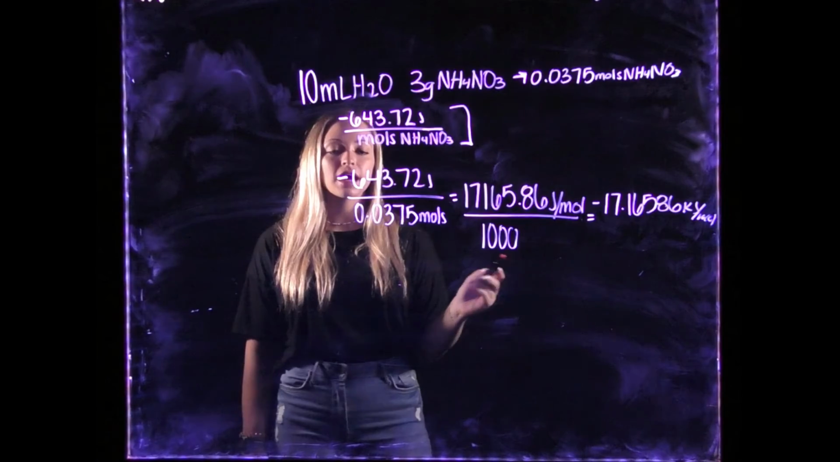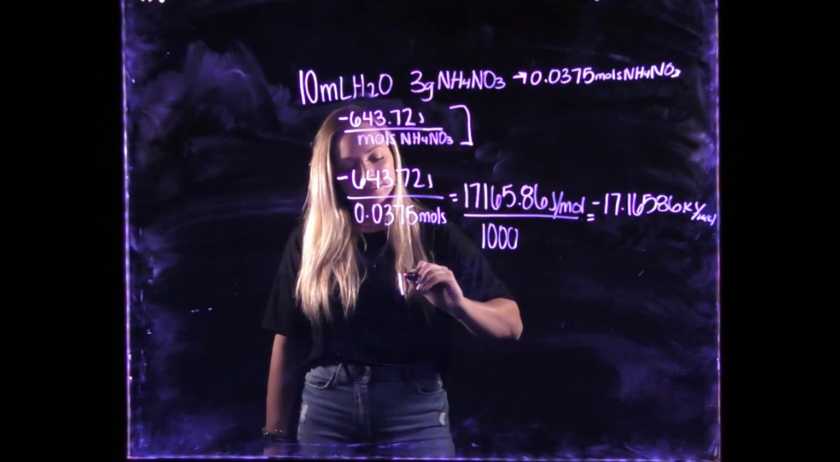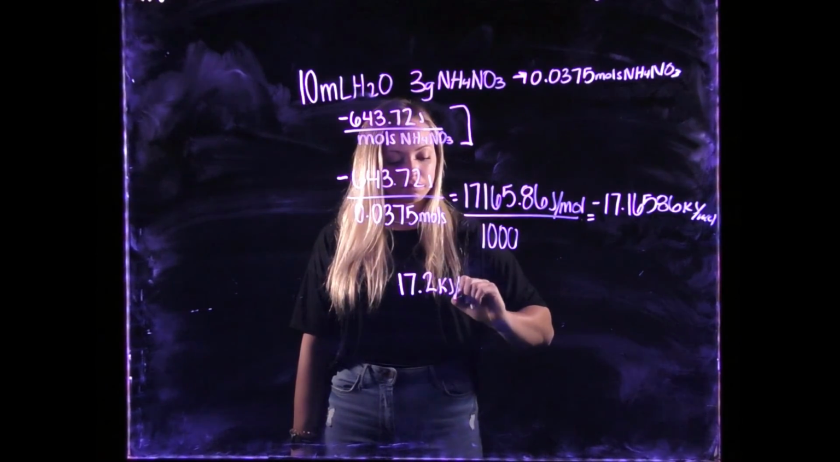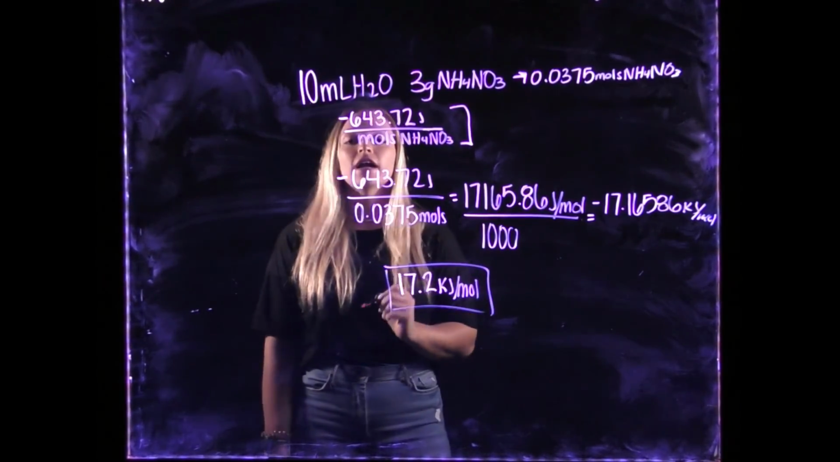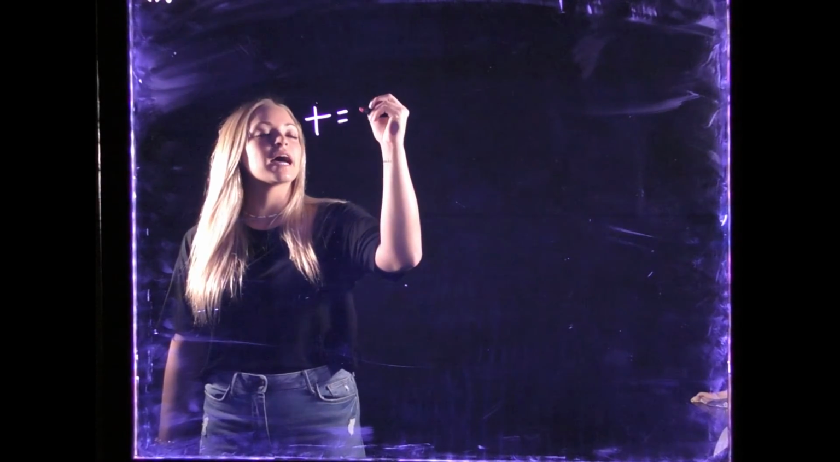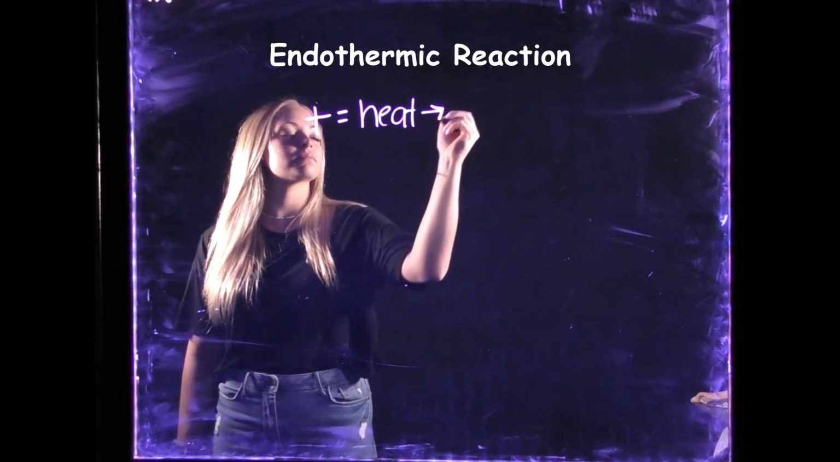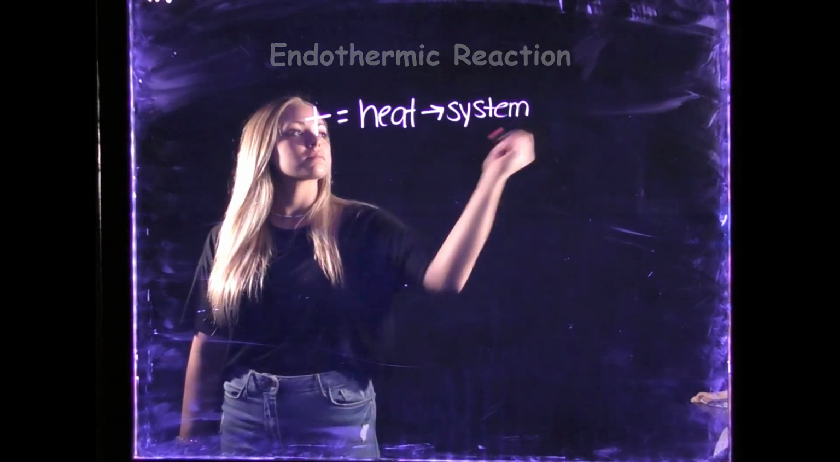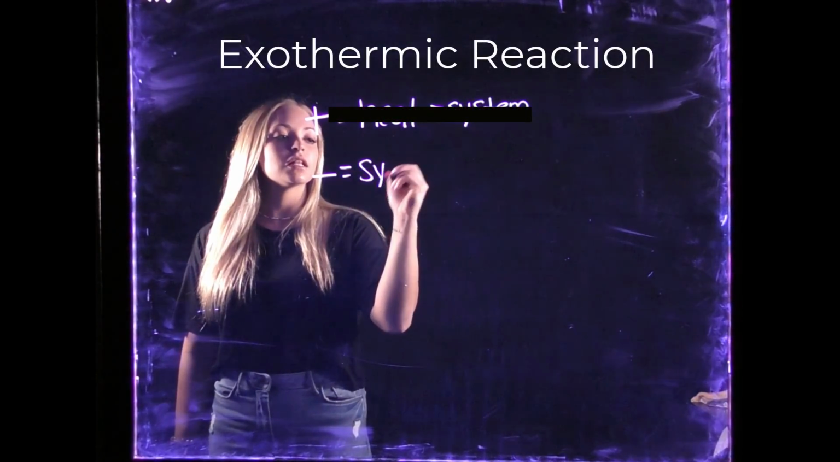So our last step is to flip the sign. So we are left with positive 17.2 kilojoules per mole. That is our final answer. When we have a positive answer, that means that heat is transferred to the system. When we have a negative answer, that means that the system lost heat.